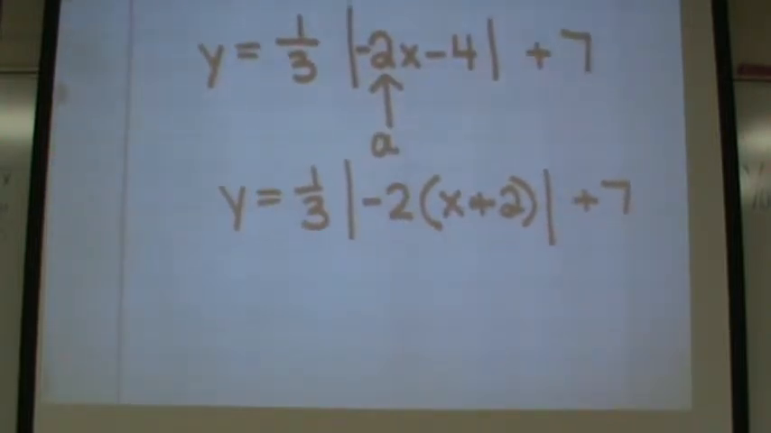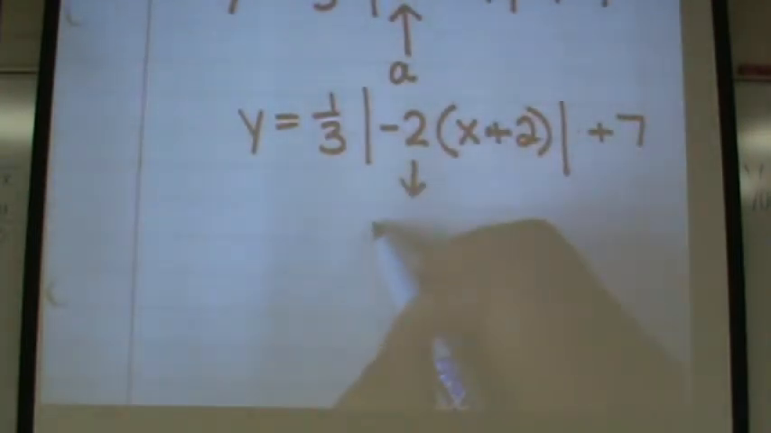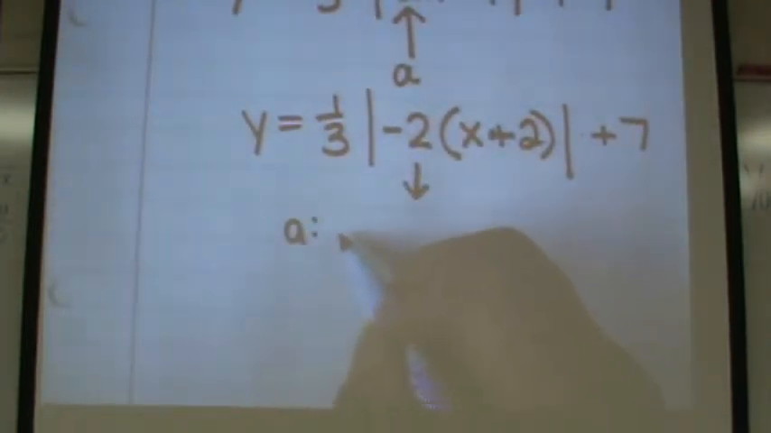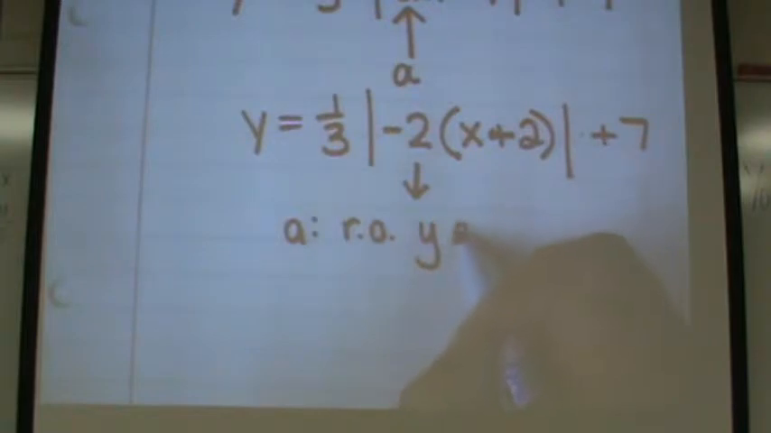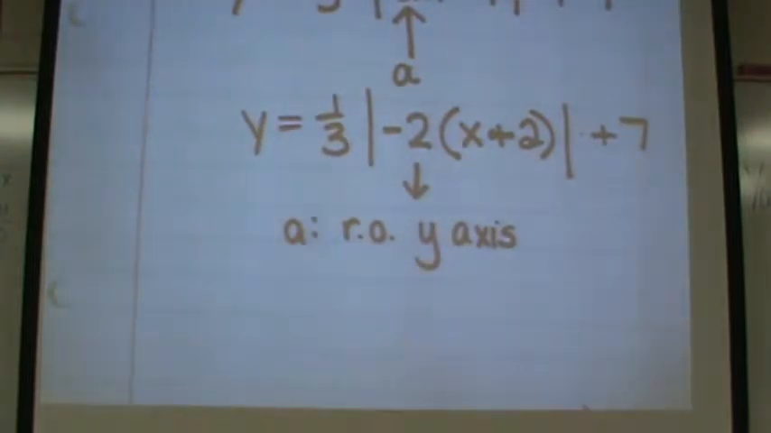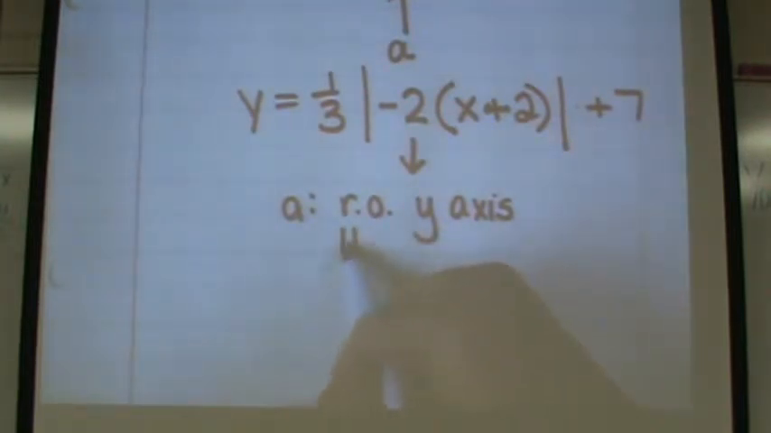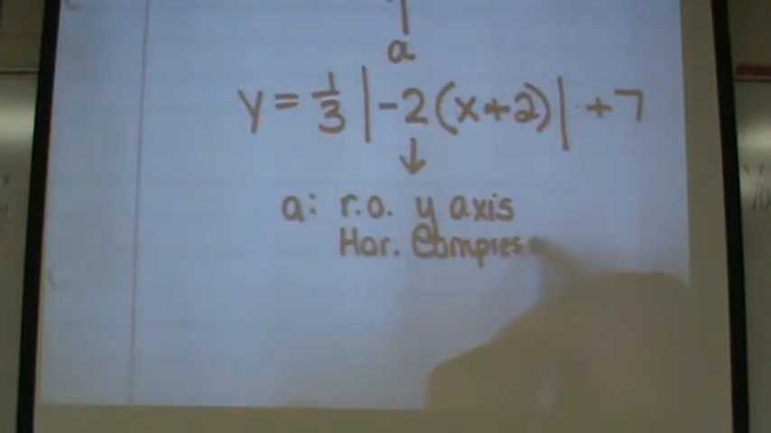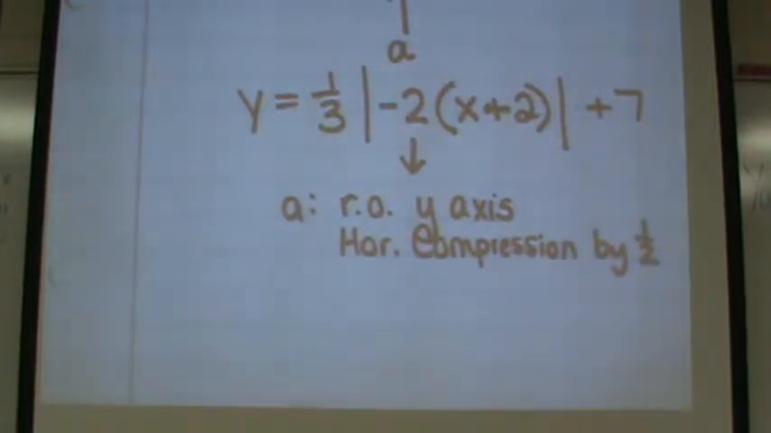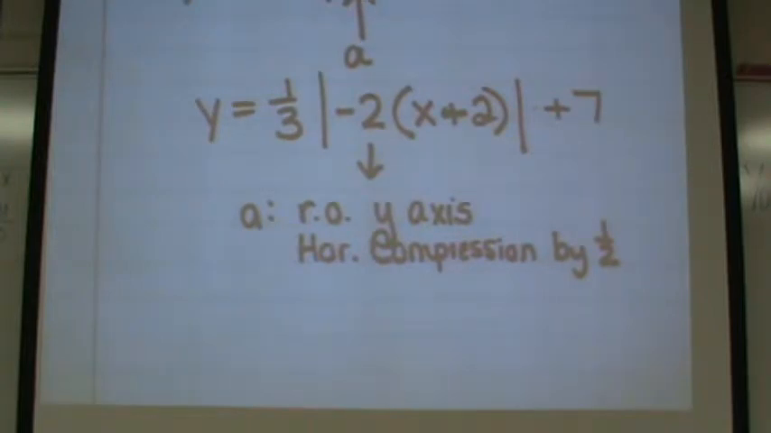All right, so now here's our A value. So what do we do first? Well, this tells us it's a reflection over the y-axis. In the 2, we're gonna flip it, and what do you get? 1/2. This is gonna be a horizontal compression by 1/2.